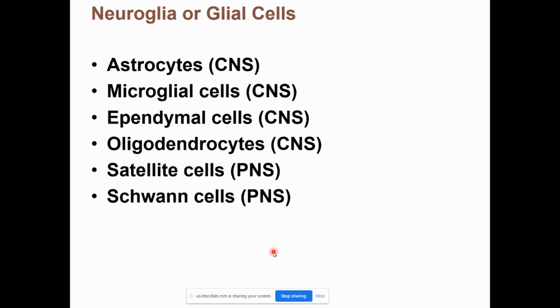So our job now is, one, know which of these neuroglia cells belong to the CNS and which belong to the PNS, central versus peripheral nervous system. Well, the two S words, PNS, satellite and Schwann cells, where the rest go to the CNS. So that was the first job. Second job is match a function to each of these neuroglia.